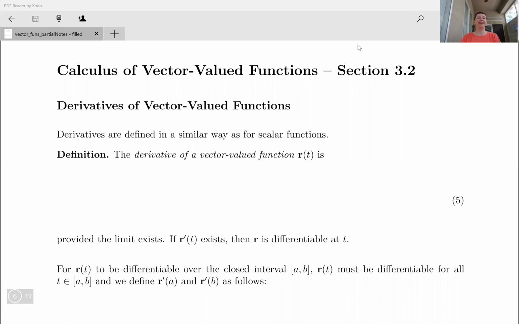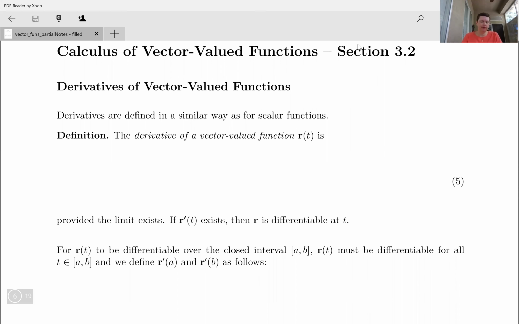All right, now we have an exciting lecture on the calculus of vector valued functions. I know, shocking, because you're in calculus, right? Okay, so we're going to talk about derivatives and integrals, and then we're going to do some interesting things with them. But that is for another lecture. Cliffhanger. Anyway, derivatives of vector valued functions.